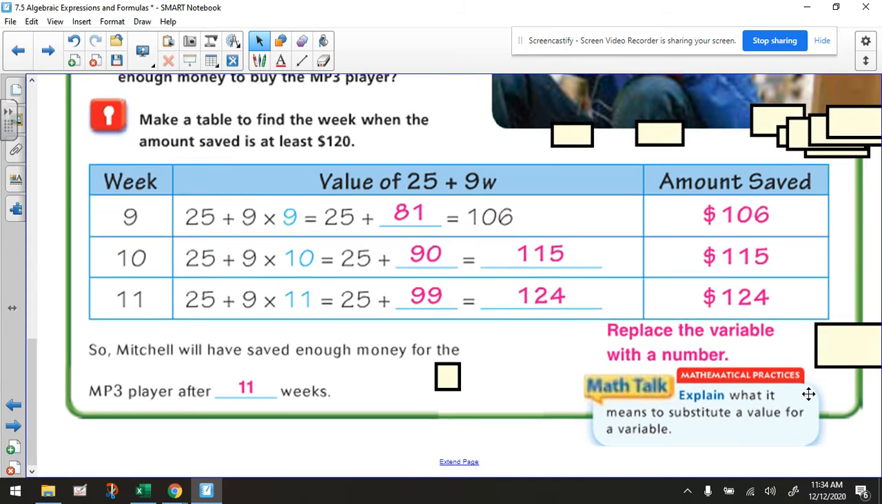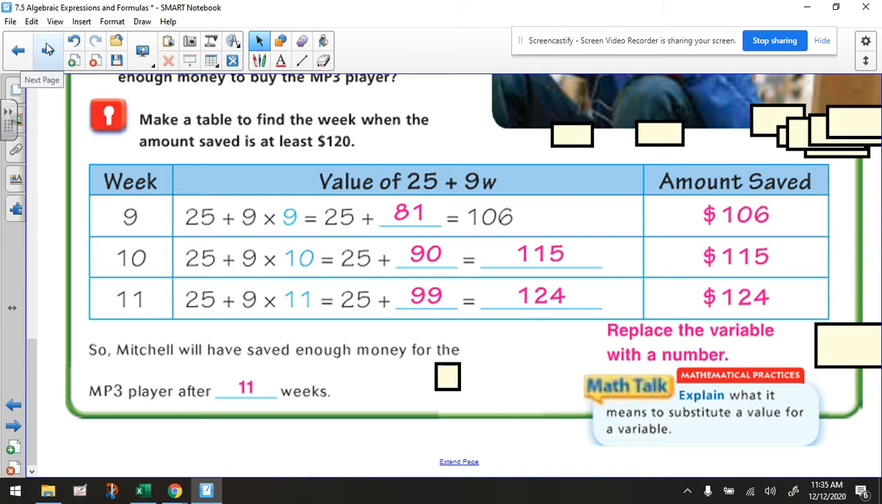All right, so what if we have to explain this? Explain what it means to substitute a value for a variable. You're just taking whatever this stands for. In this case, we're talking about weeks, substitute it in, and then apply it to the rest of the numeric values and do the operation.